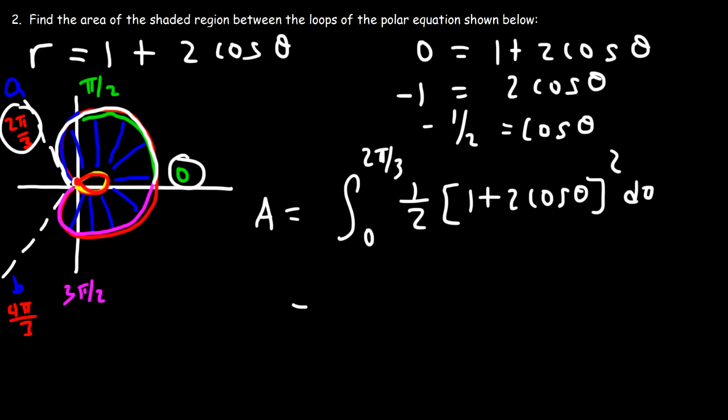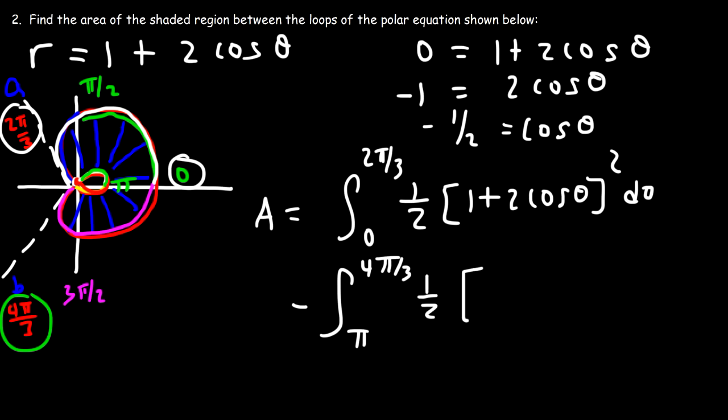Now we need to subtract that by the upper half of the inner loop. So for the upper half, it starts at pi, and then it goes to b, which is 4 pi over 3. So it's going to be from pi to 4 pi over 3, and then it's 1/2 r squared, which is the same as r. We only have one equation, so 1 plus 2 cosine theta squared d theta.